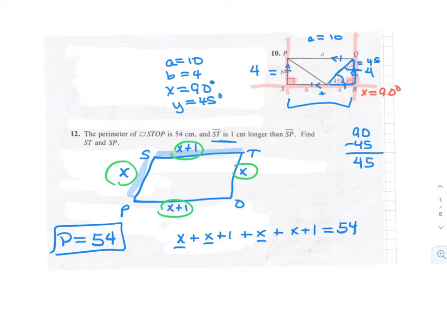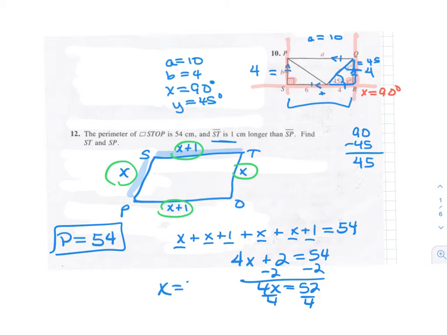So I have 1, 2, 3, 4 X's here. And then I have 1, 2. I'm going to solve for X by subtracting 2. 4X equals 52. Divide by 4, and X equals 13. So the length of SP is 13. And then the length of ST will be 13 plus 1, and that will be 14. So ST equals 14 and SP equals 13. So those were the two questions that were requested from section 5.1.